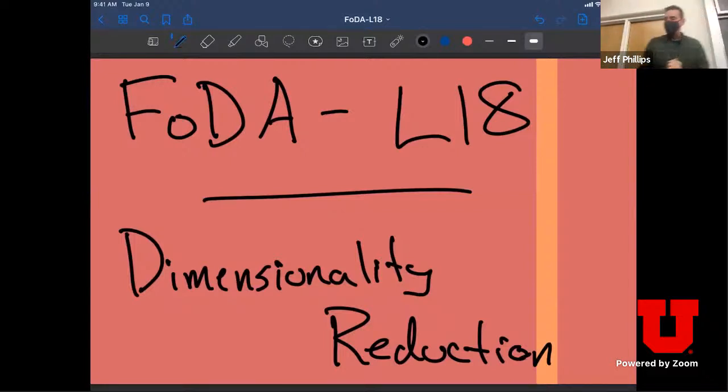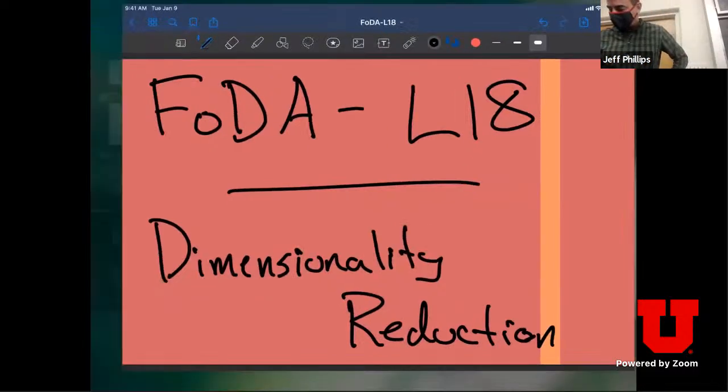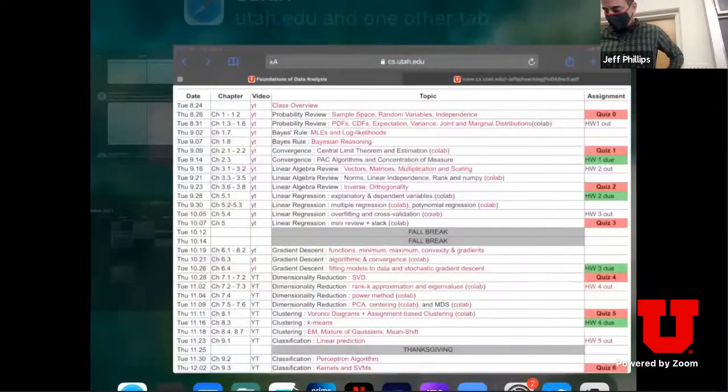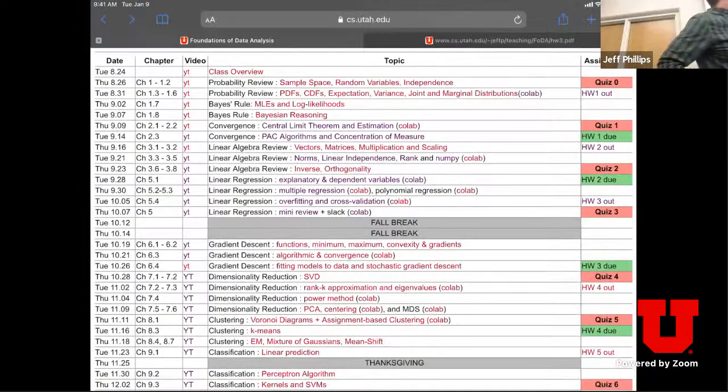So let's see. Today the plan is to start the new section on dimensional reduction. Before we jump into this, just to go over the schedule and the logistics.